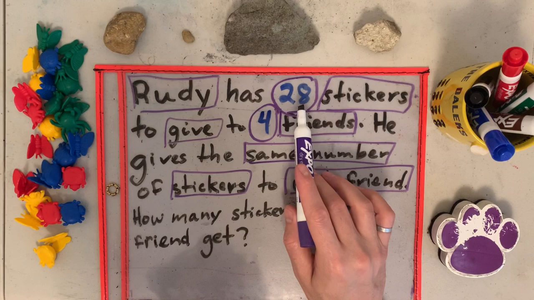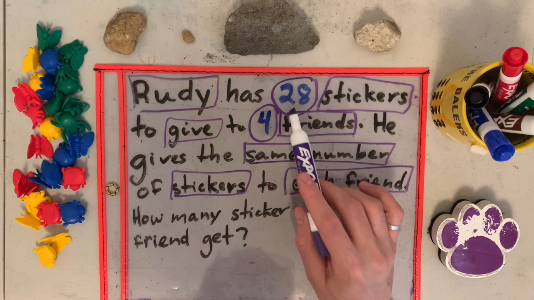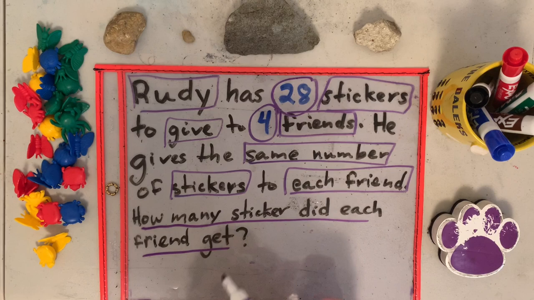So we have 28 stickers. And we're going to divide the 28 stickers into 4 friends. So this means that Rudy is going to share, because division is like sharing. How many stickers did each friend get?